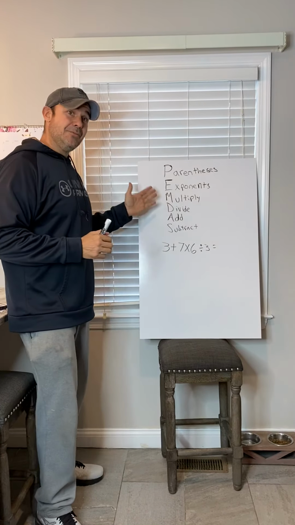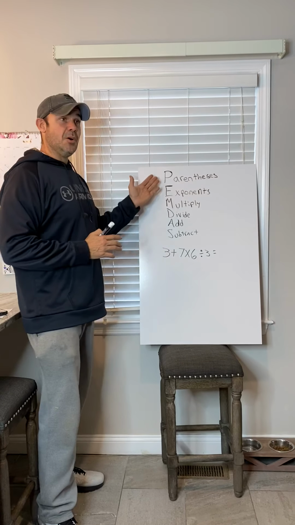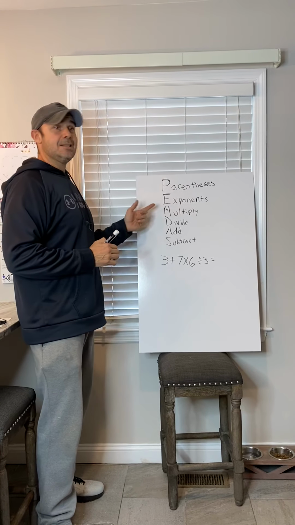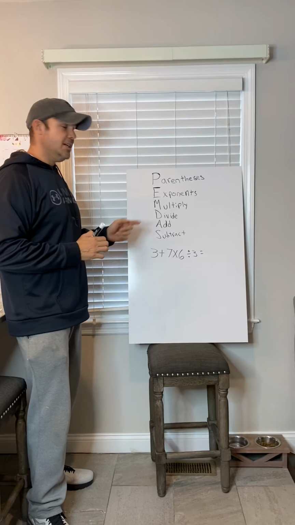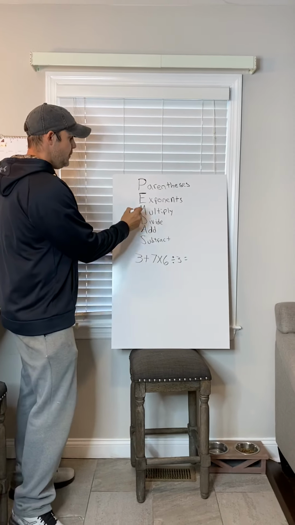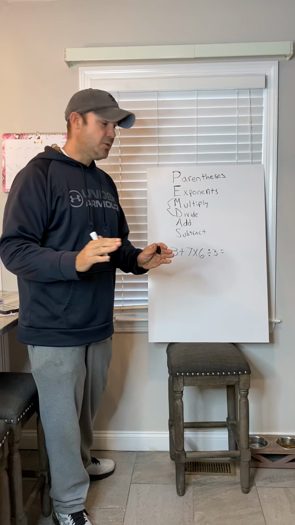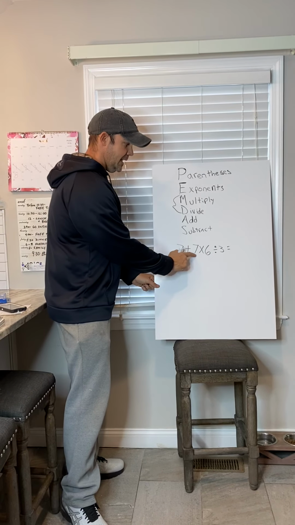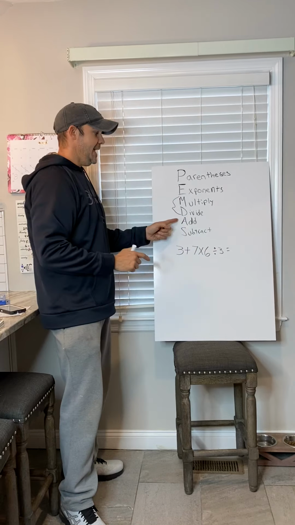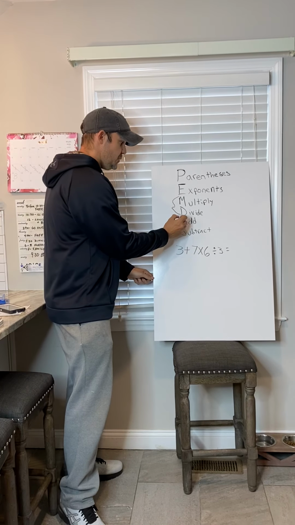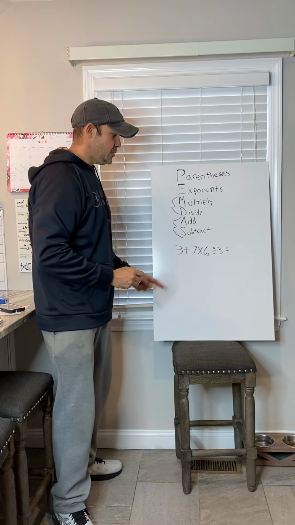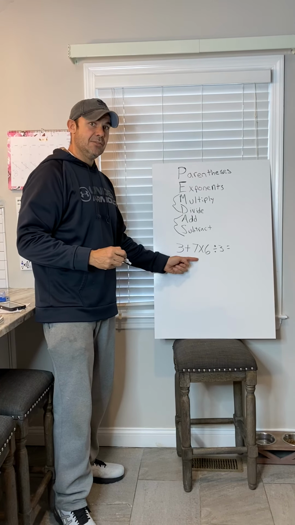Now for PEMDAS, you may have noticed already, the easiest part is find the parentheses, do that first. Exponents we really don't deal with, but here's where it gets tricky. You have multiply and divide. These are actually tied in the order. It's whichever one comes first going left to right. Add and subtract is also tied. It's whichever comes first going left to right.